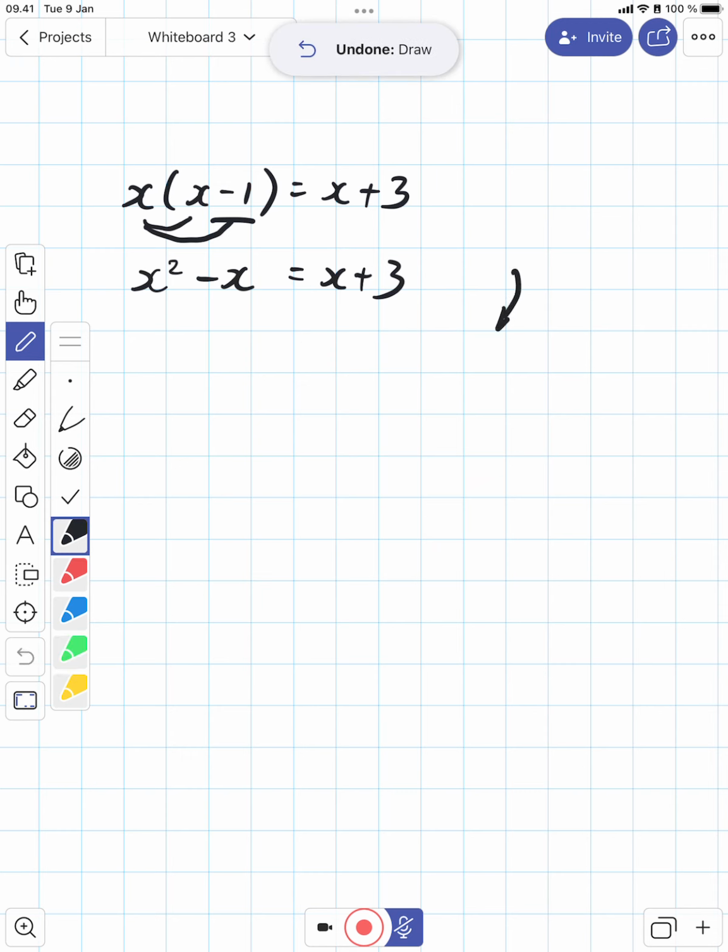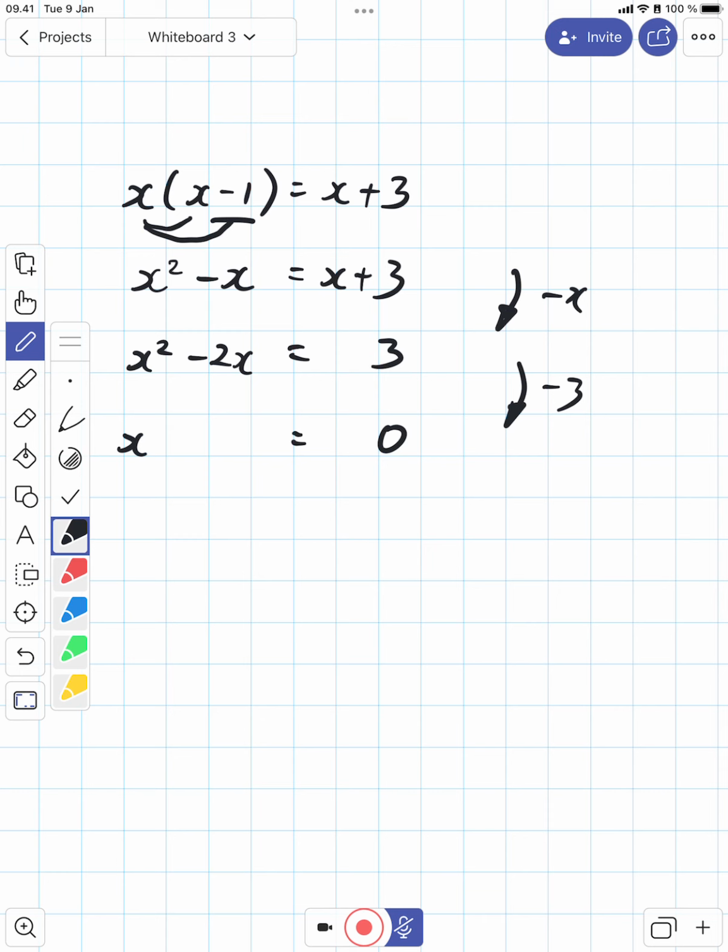So first of all, I'm going to take away x to make the x disappear. So I need to take away x from the other side as well. So I'm going to have x squared. Well, I've already got minus x, so I'm now going to have minus 2x. I now need to take away the 3. So I'm going to take away the 3 so that I've got 0 on the right, but I need to take away 3 on the left as well. So x squared minus 2x minus 3 is equal to 0.